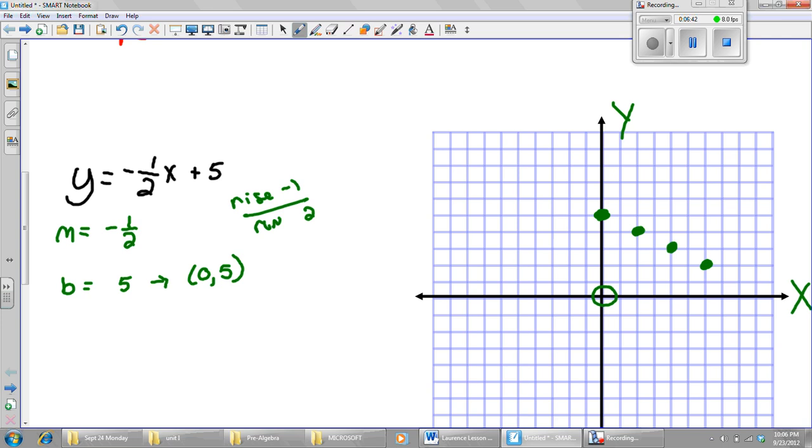Oh, a t-table is a good place to learn. It's a good way to start. But now that I know if the y is alone and I have a linear equation, I certainly can just find the slope and the y-intercept and plot those points that way.